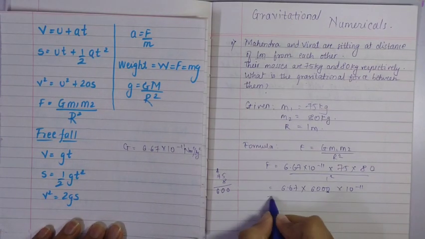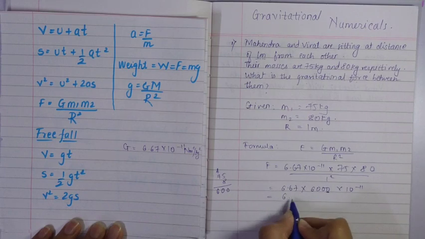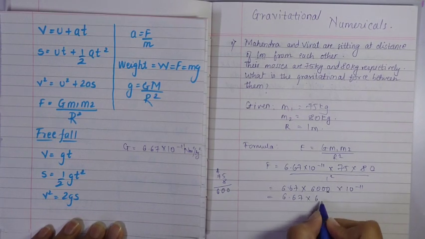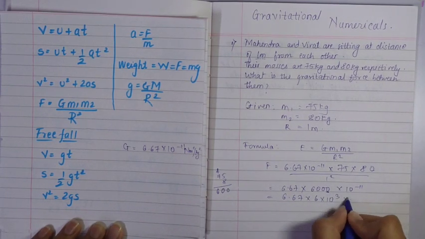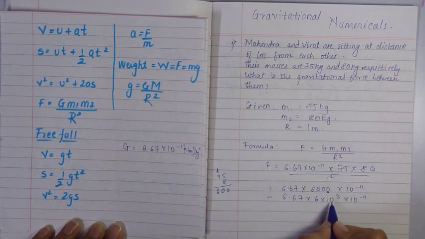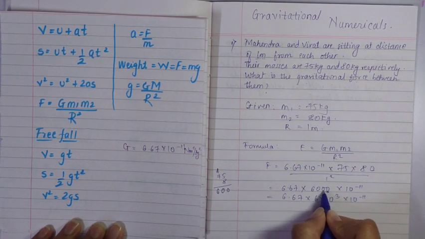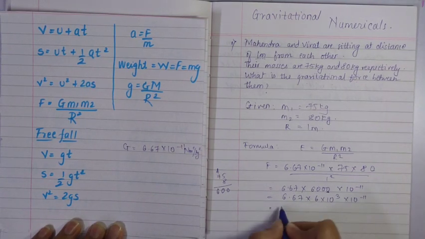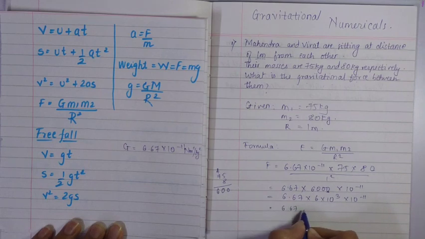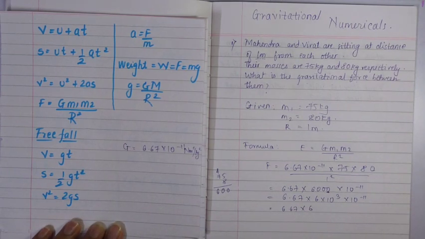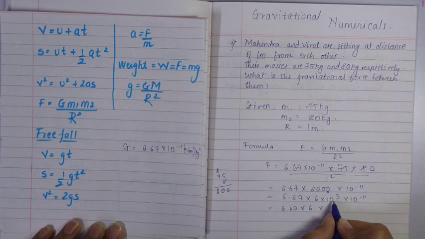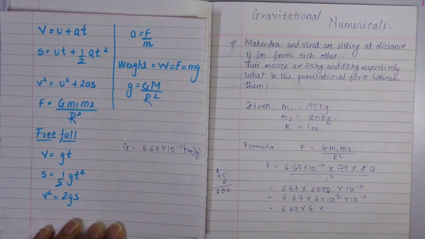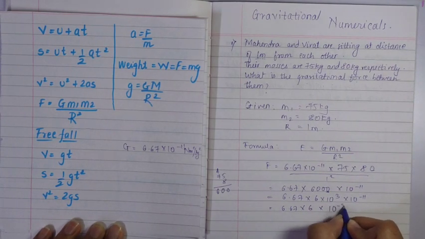Okay, so now we will calculate 6.67 into 6 into 10 raised to 3 into 10 raised to minus 11. What did I do to get this 10 raised to 3? There are 3 zeros after 6, that means it is 10 raised to 3. So 6.67 into 6 you need to calculate, and 10 raised to 3 into 10 raised to minus 11. During indices, what happens? 3 minus 11, that is 10 raised to minus 8.